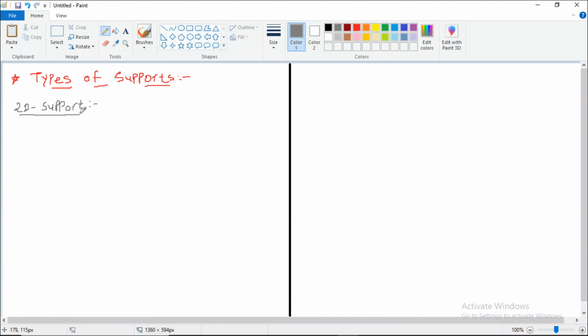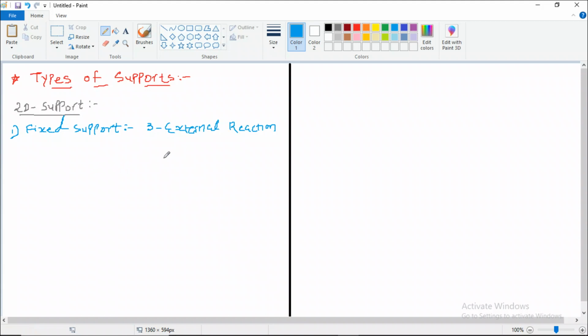So there are different 2D supports which are practically possible, out of which first 2D support is a fixed support. Now what happens in the fixed support? So in 2D fixed support there are three external reactions. So first thing you need to note down is there are three external reactions possible in 2D fixed support.